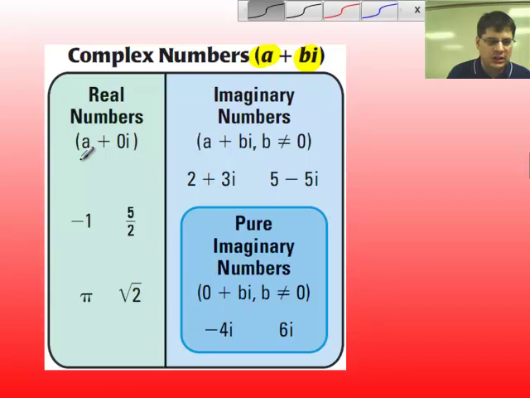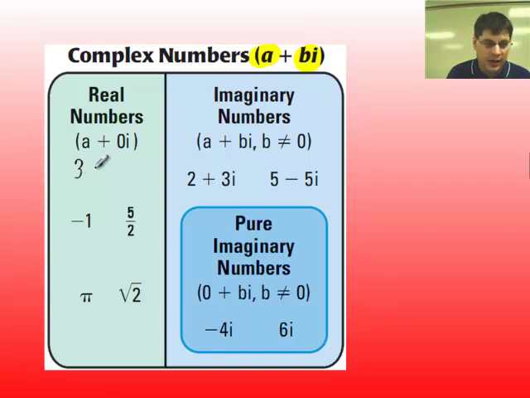So for instance, if I take, let's say, 3, which is my real part, a, plus 0i, well, 0 times i is just 0. So that's just going to be the number 3.